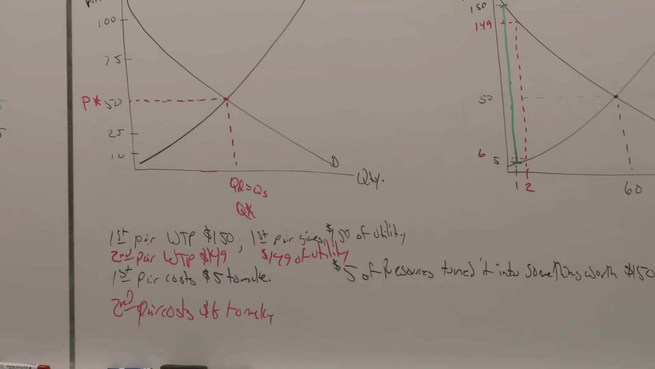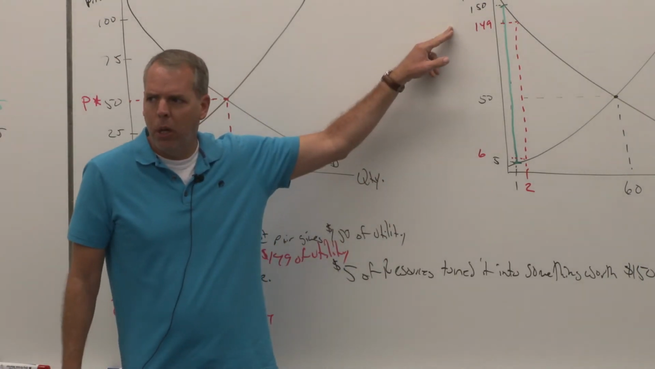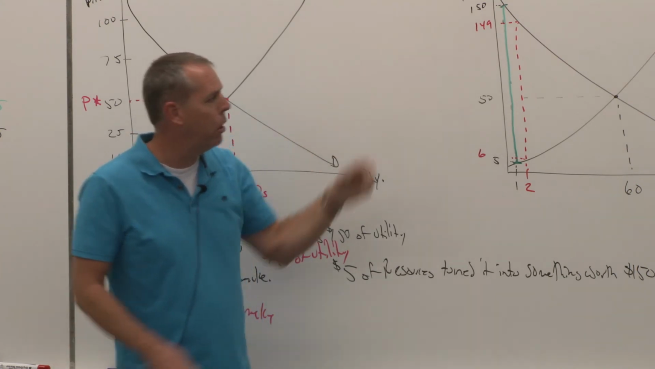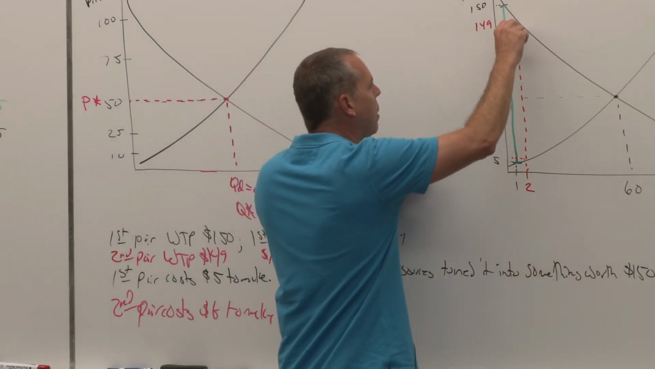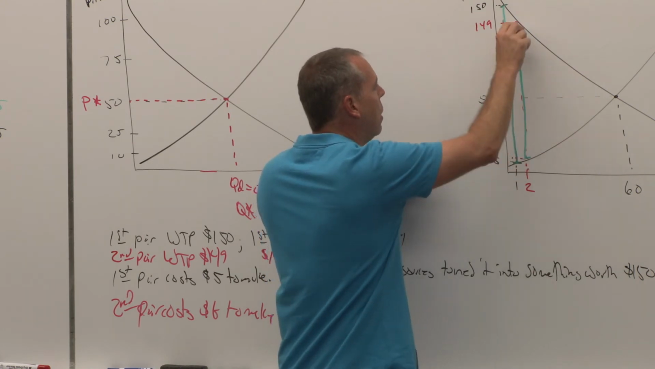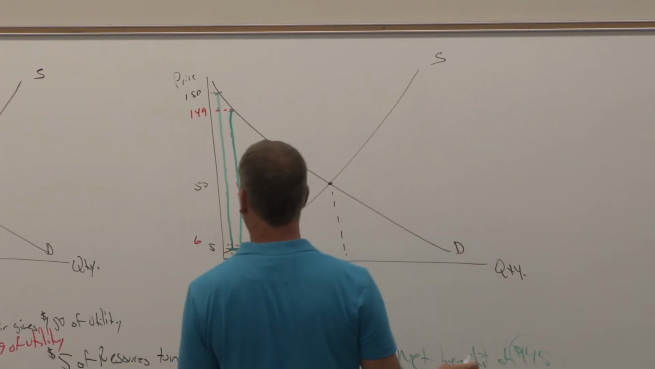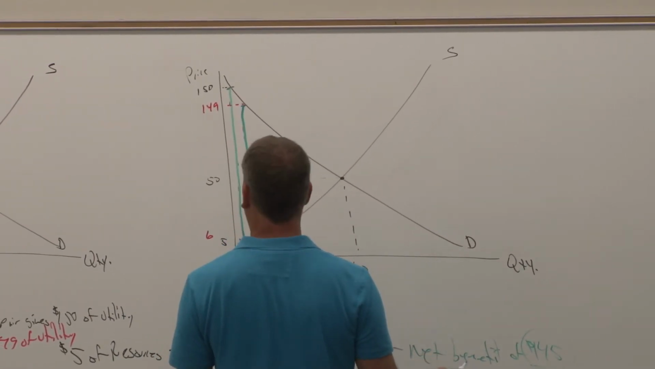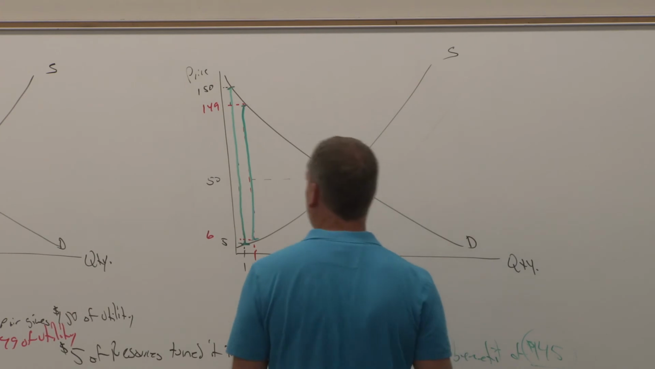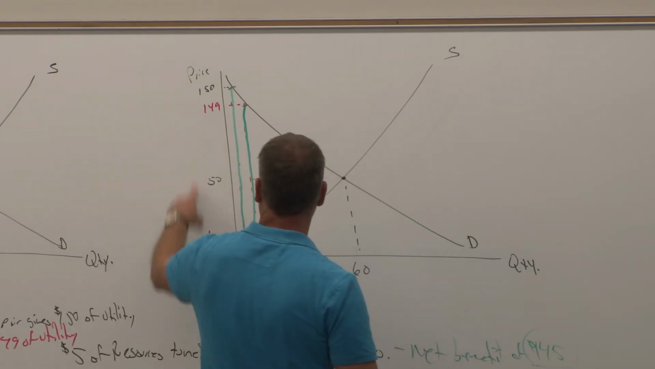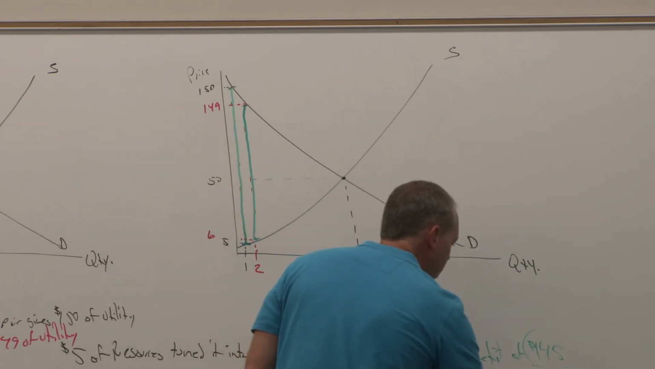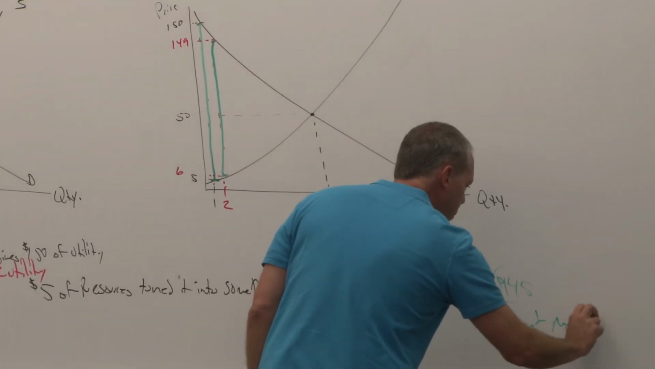It cost a little bit more to make jean pair number 2 because of increasing opportunity costs, because it costs more to make more. And jean pair number 2 isn't quite worth as much as jean pair number 1 because of diminishing marginal utility, but still, we just created 149 minus 6, $143 worth of net benefits, net value.